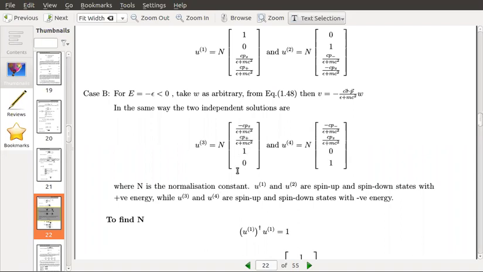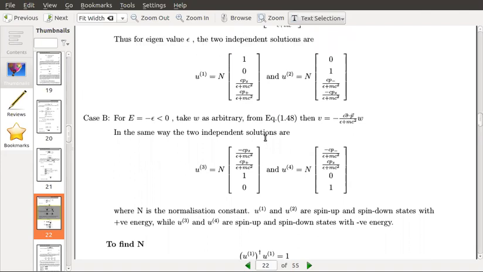Again, what are U3 and U4? Again 1 0 and 0 1, spin up and spin down with the negative energy. See, Dirac successfully obtained some expressions for negative energy. It is almost equal in importance to the positive energy. The positive energy solutions have this expression. Negative energy also has similar expressions for spin up and spin down.